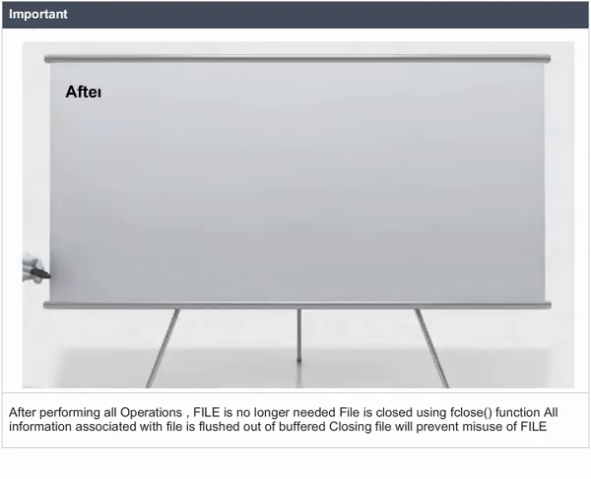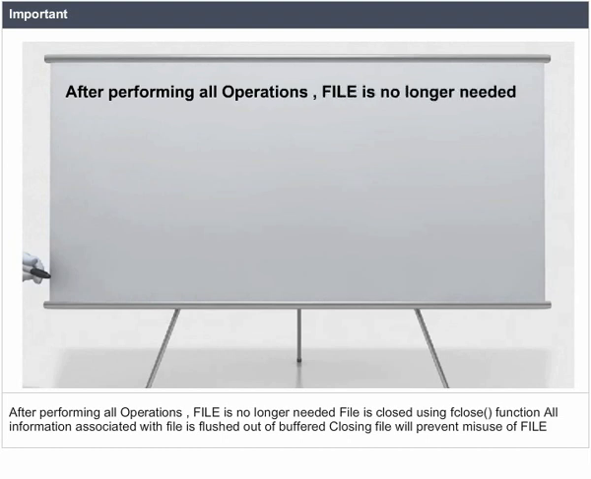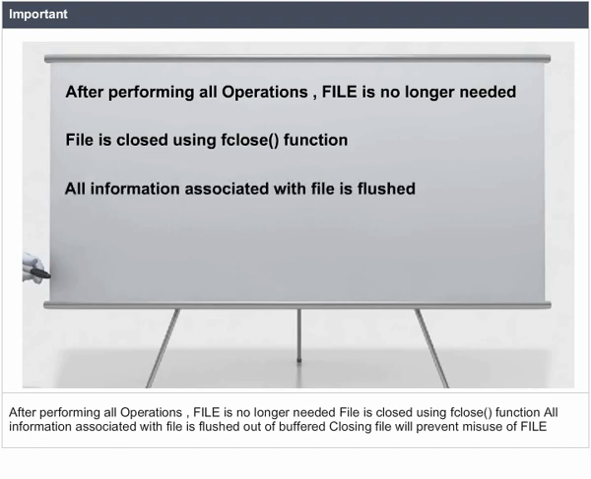Important: after performing all operations, when the file is no longer needed, the file is closed using the fclose function. All information associated with the file is flushed out of the buffer. Closing the file will prevent misuse of the file.